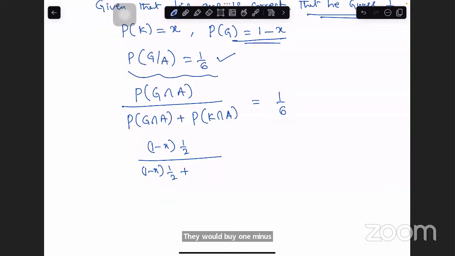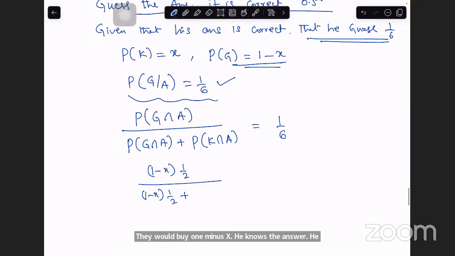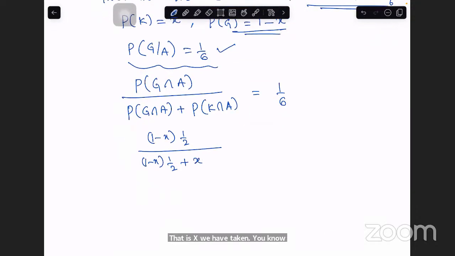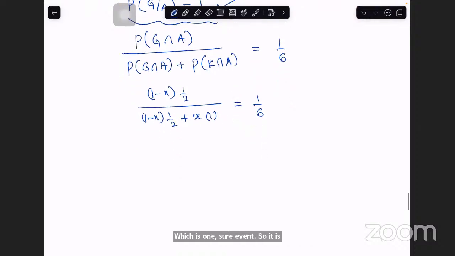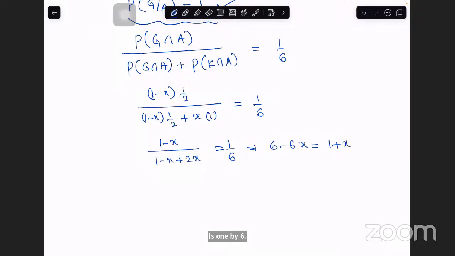he knows the answer. That is x we have taken. He knows the answer given that it is correct. Whenever he knows the answer it is always correct, which is 1, a sure event. So you get (1 minus x) by (1 minus x plus 2x) is 1/6, which gives 6 minus 6x equal to 1 plus x. So you get 7x to be 5, so x equal to 5/7. Probability of known is 5/7.